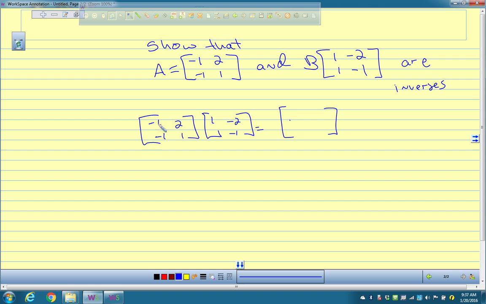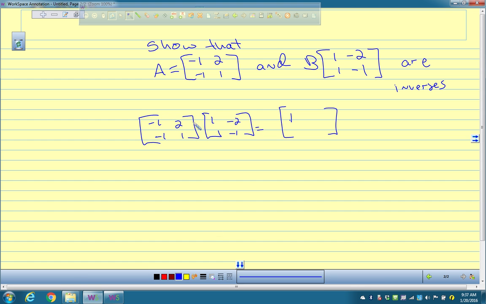And the way I multiply is I take this row and I multiply by this column and I put it here. So -1 times 1 makes what? -1. And 2 times 1 makes 2. And so what's 2 plus -1? 1. Okay? Let's do the next one.